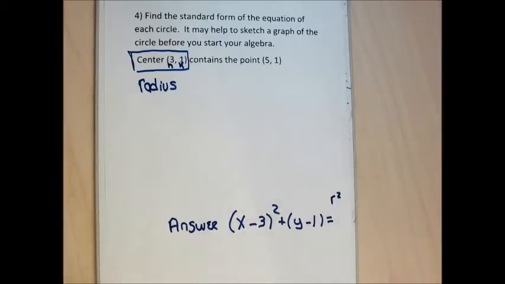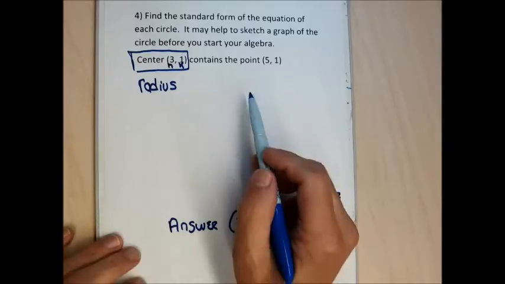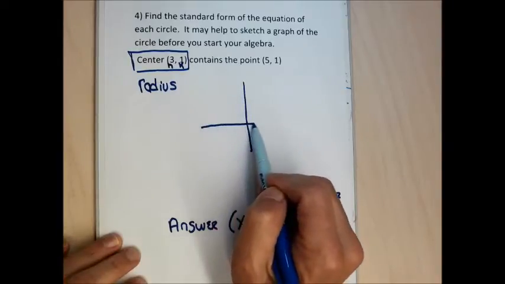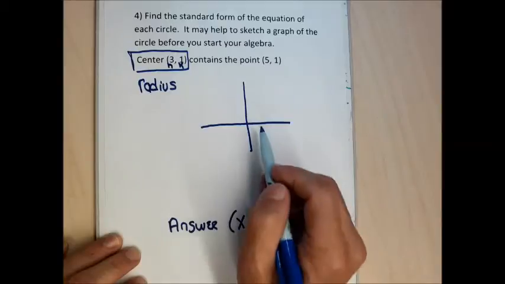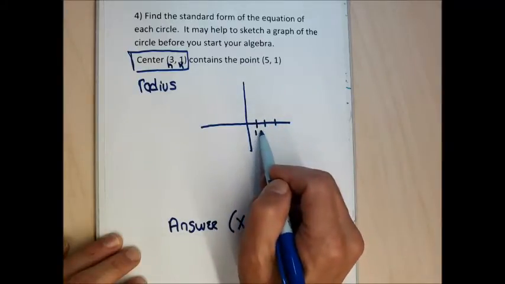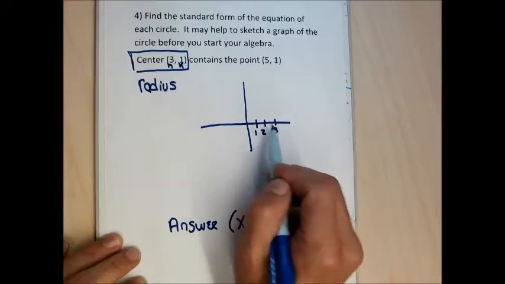So I need to figure out what the radius is, and I don't like the way I do it in the video, but I'm going to do it that way again because I don't want to record that whole video again. My hint is, let's sketch a graph of this circle the best we can and see if we can kind of reason out what the radius is.